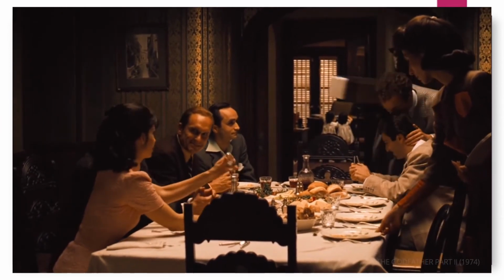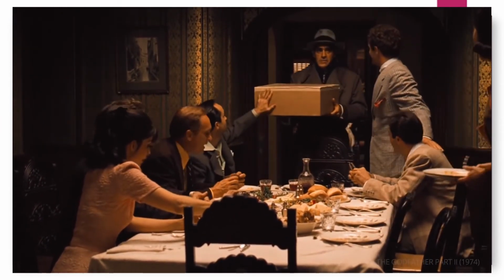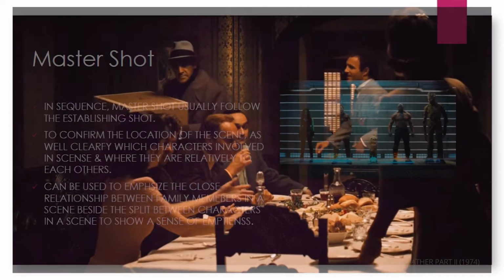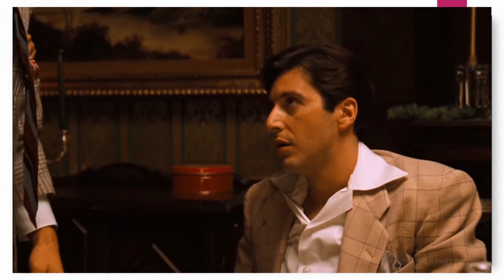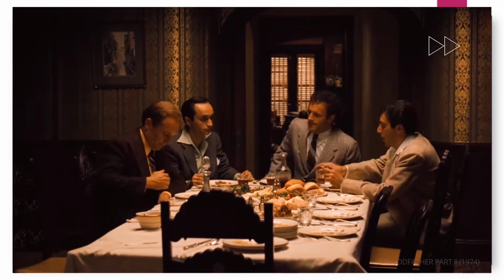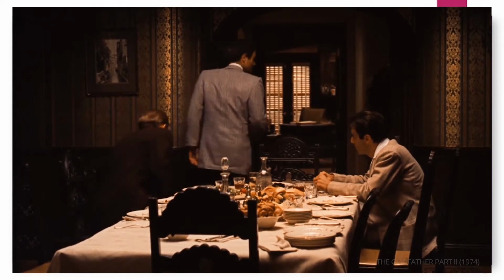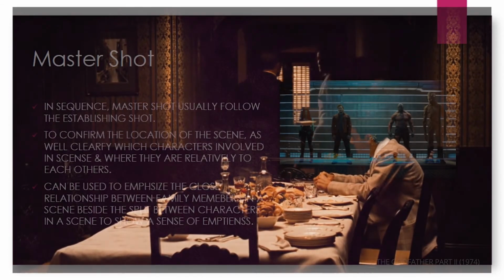As an example, you can see the distance between the different characters, and even the relations, because sometimes the master shot is used to emphasize the close relationship between family members while they're eating dinner. It's considered one of the master shot examples. It can also be used to show the separation that happens between characters when they're meeting, to show a sense of emptiness when a character is left alone while the other subjects leave the scene. That's about the master shot.